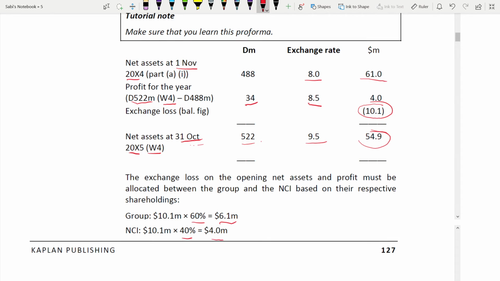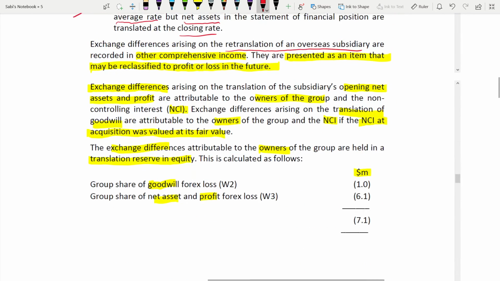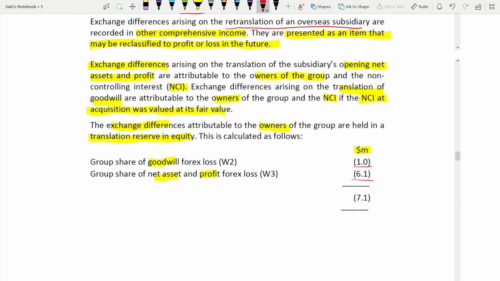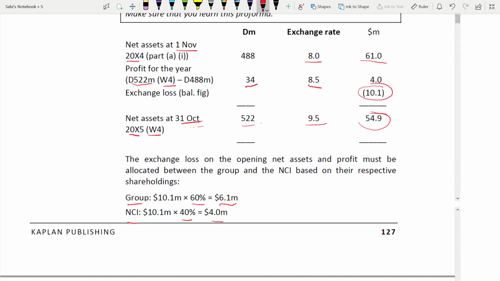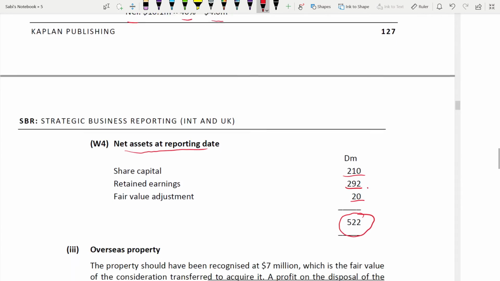And if you show here only 6.1, the parent's portion, and here also the parent's portion of goodwill, that's it. Because only the parent's portion will go to the translation reserve in equity, please understand. The exchange difference relates to the owners of the group, okay. Only this will go to the translation reserve, because in the requirement they told us to calculate a balance for the translation reserve. That's why the parent's proportion you have to show here. But in the working, please make sure that you show both NCI and the group, okay? Even though NCI you are not writing in the translation reserve, in the working you have to show it. So now let us go to the overseas property.